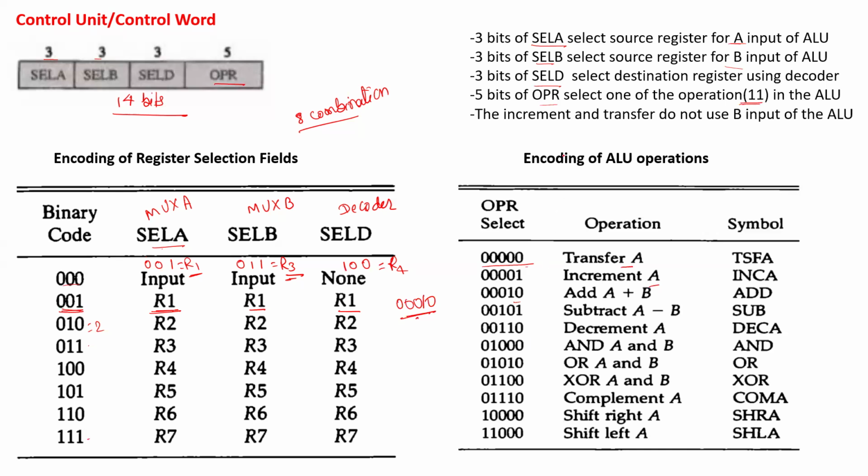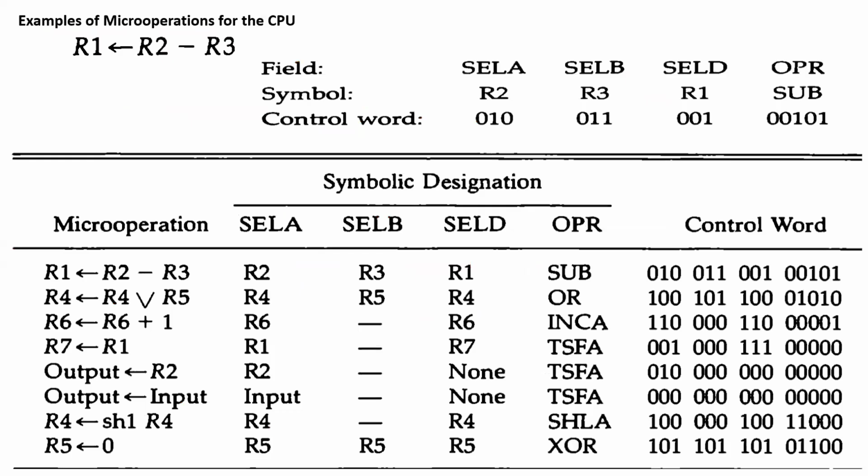So like this, only 11 combinations are being utilized to perform the various operations: subtraction, decrement. When decrement or increment is there, only one bus is enough, so only one multiplexer is going to give the output. Logic AND, OR, XOR, complement. For the complement also, only one bus is enough. Shift right, left, only one bus is enough. So one multiplexer is going to give the output.